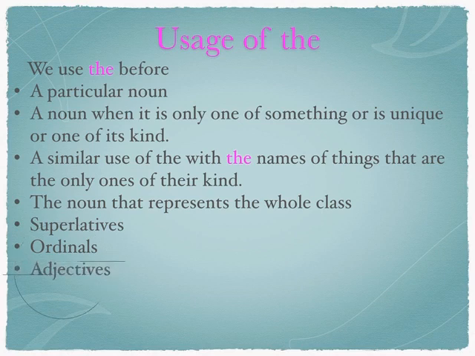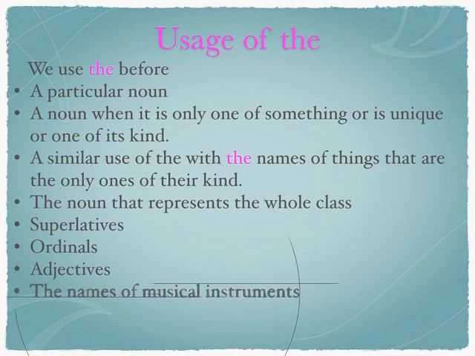Next, adjectives like rich, poor, young, old, blind, etc. are used without a noun to talk about groups of people. For example, we must help the blind. Here, the blind means each and every blind person. If they need any help, we have to help them. Here, blind refers to all blind people. Next, before the names of musical instruments, we have to use "the". For example, I can play the violin. Violin is the name of a musical instrument, so before it we have to put "the".